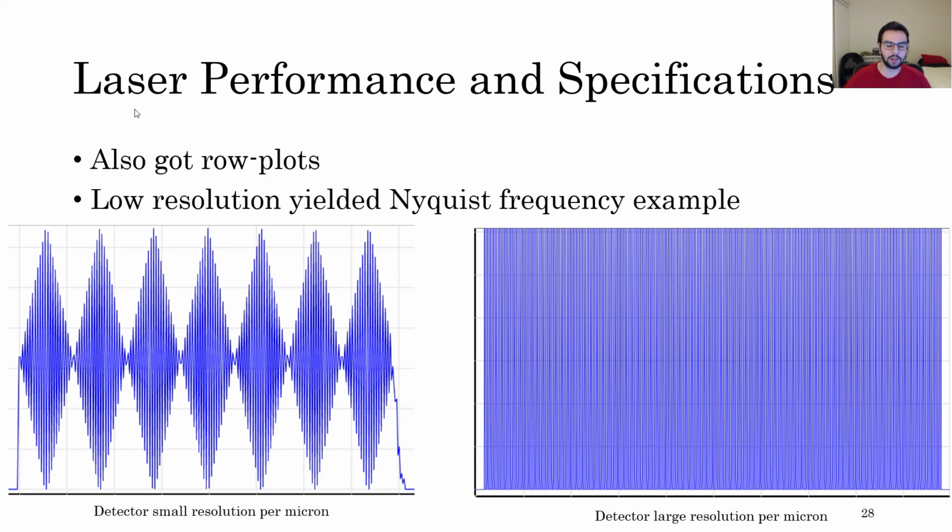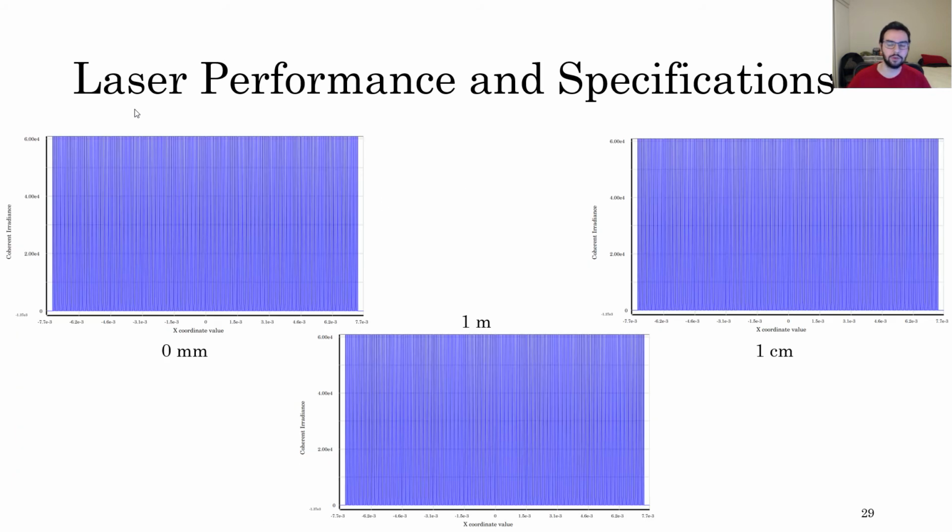One interesting thing I ran into is this Nyquist frequency, where I had a low resolution for my detector at first, and I got this weird pattern. I thought it was interference, but it wasn't. So we can see on the right that is the actual measurement. And then we have all these different measurements, which look the same again.